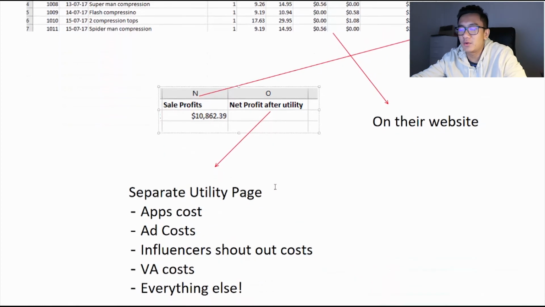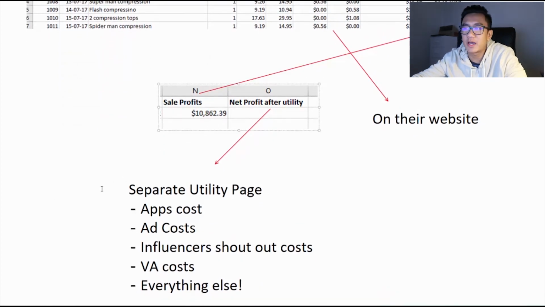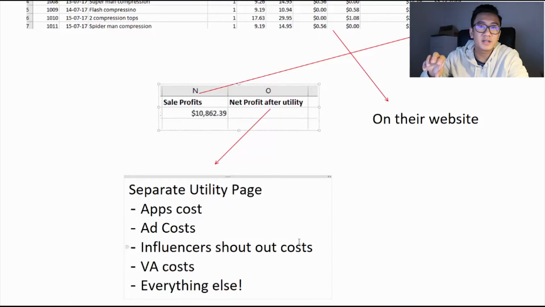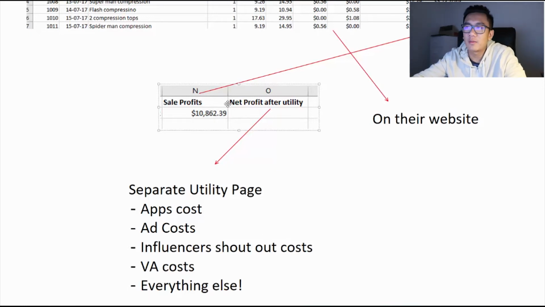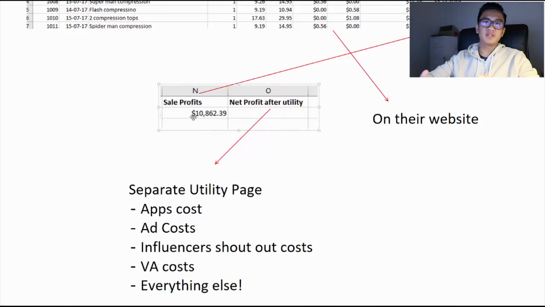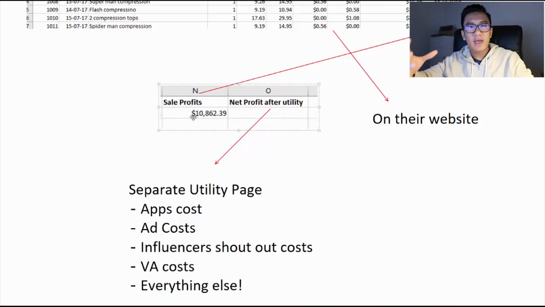So in my utility, what I do is I have a separate utility page, and basically this formula here in O2 adds up all the utility costs in my separate utility page, which is in another page in Excel, and it minuses from N2. So what's in the utility page? There's stuff like apps, cost of apps, using Shopify costs, ad costs, Google advertisement, Facebook advertisement, influencer shout out costs, VA costs, everything else.